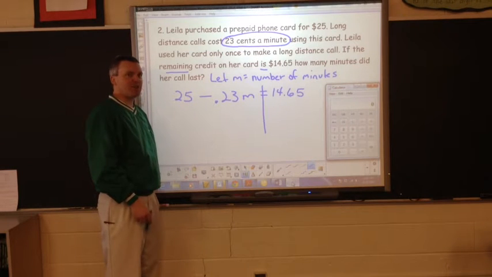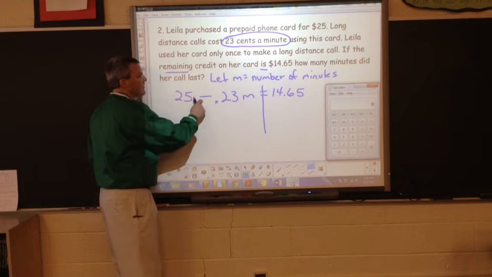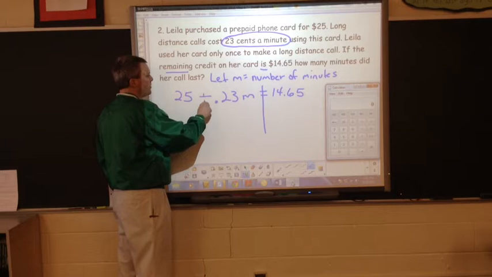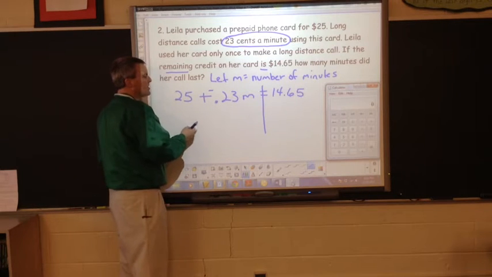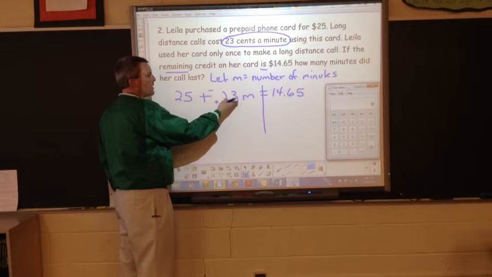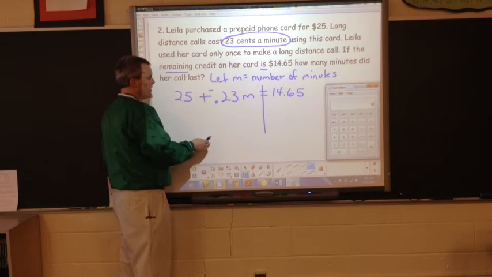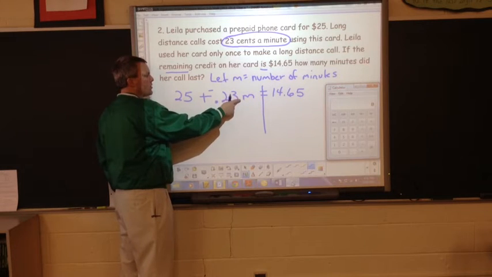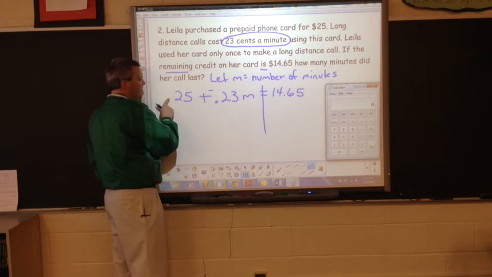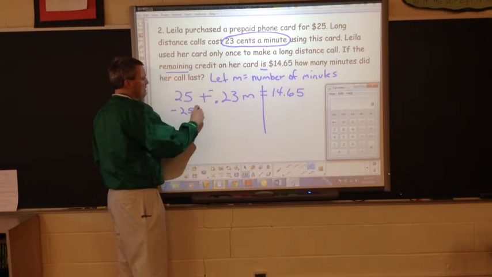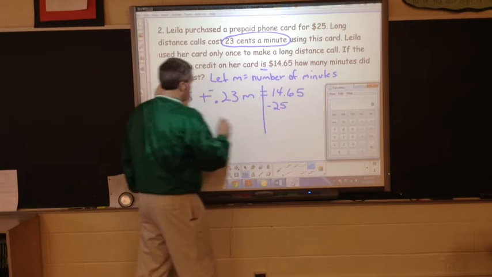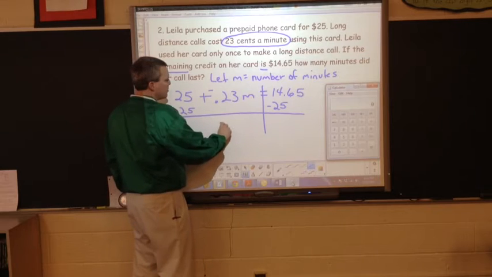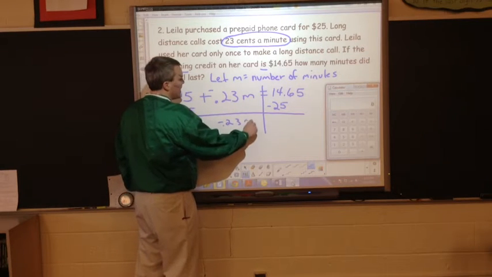Now I'm ready to solve the equation. Notice that the subtraction goes with the variable. It might be helpful to go ahead and just add the opposite, because I won't talk about minus 0.23 m, I'm going to talk about negative 0.23 m. And the other point I want to make is that the negative sign belongs to the coefficient in the variable. 25 is positive. I'm going to subtract 25 from both sides. 25 minus 25 is 0, which leaves me negative 0.23 m.